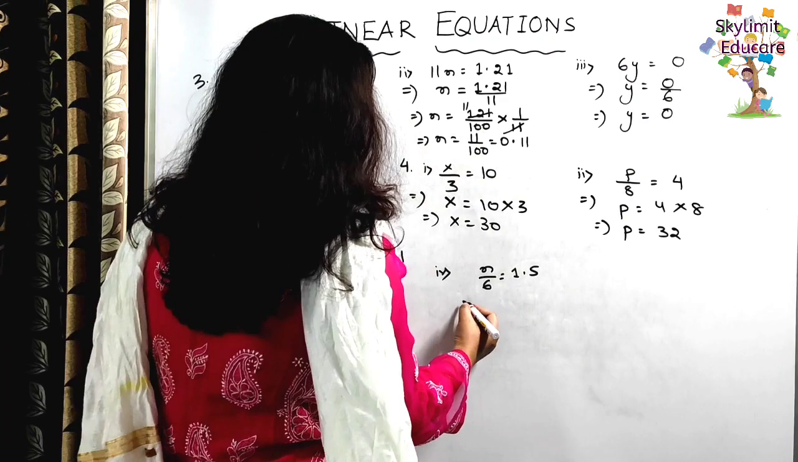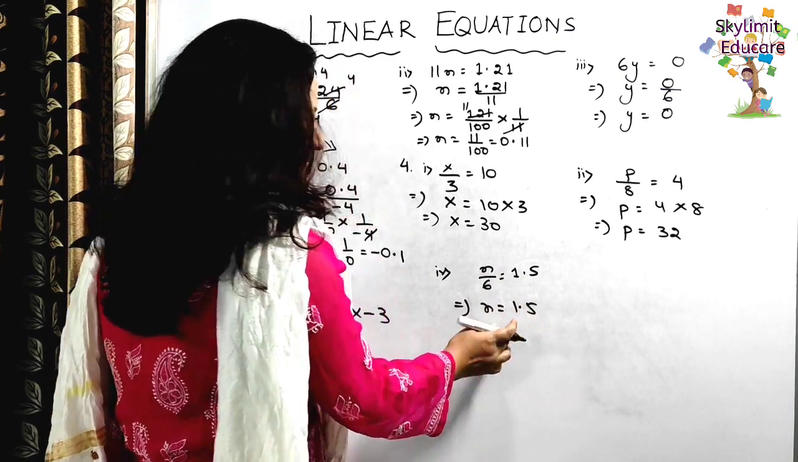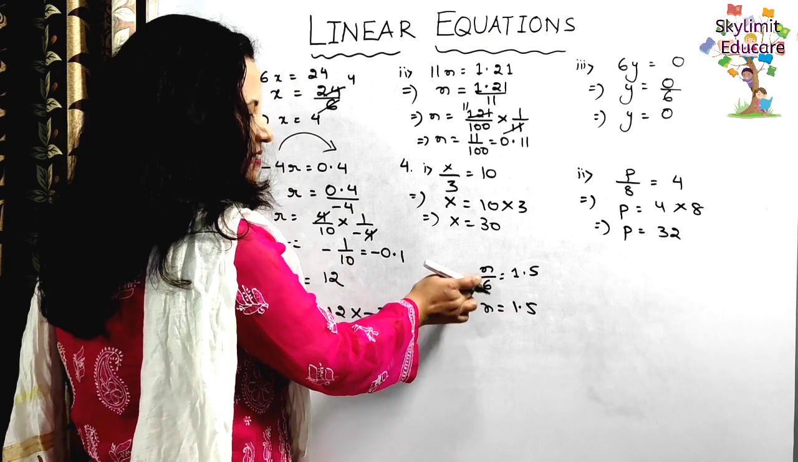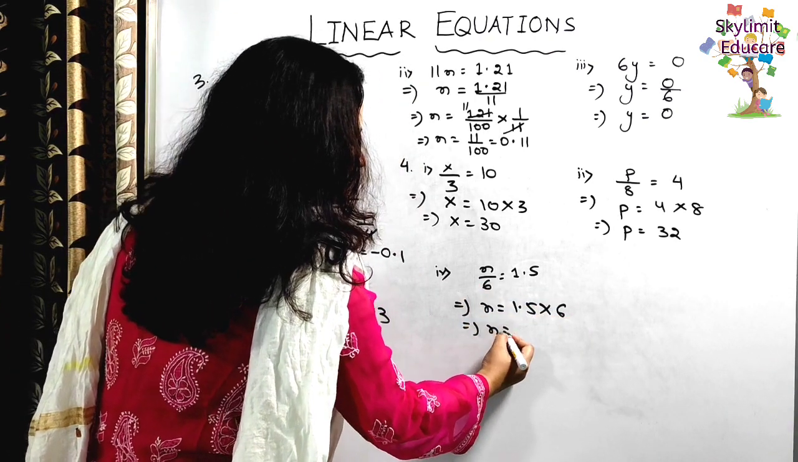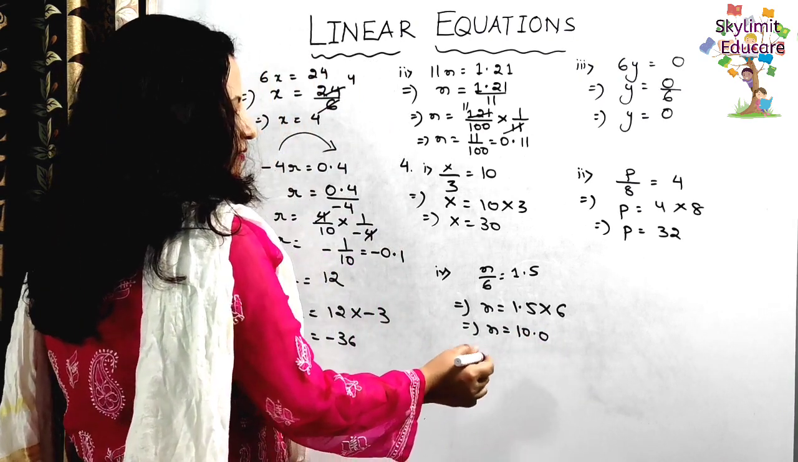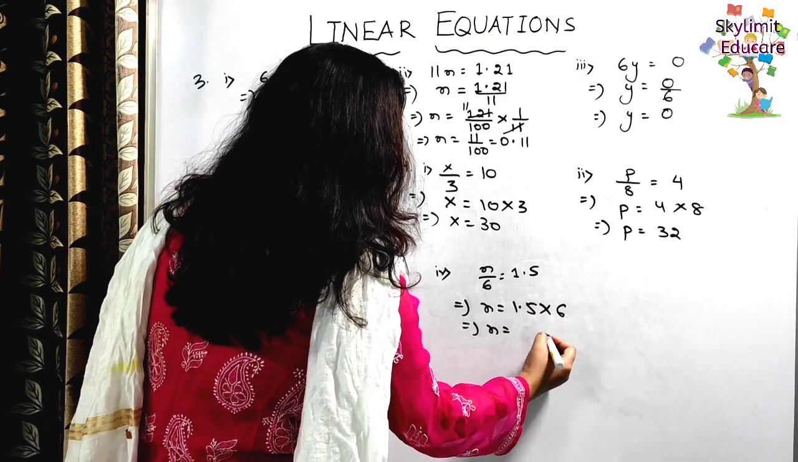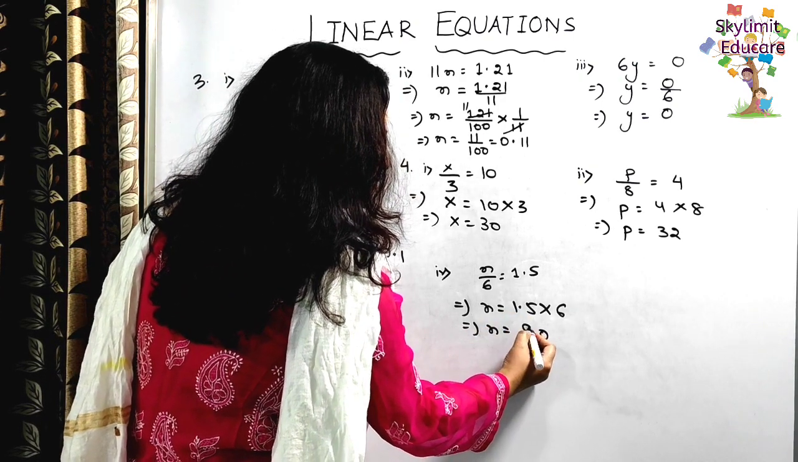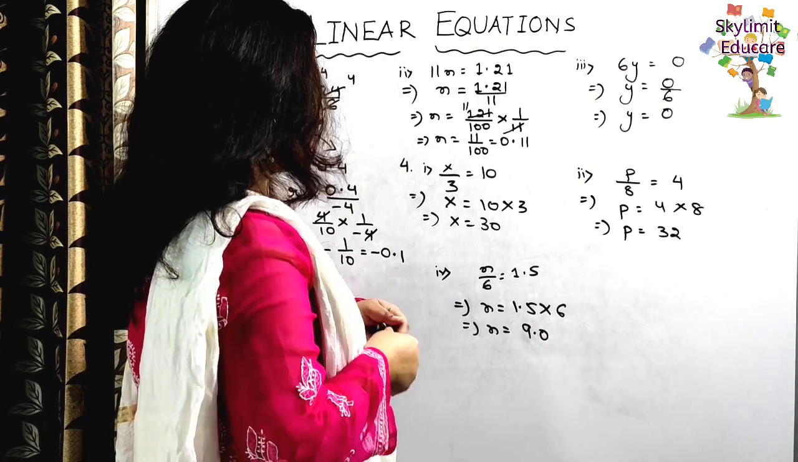Okay. Now in this case also n by 6 is equal to 1.5 is there already on the right hand side. So 6 is divided here. So it goes to the right hand side. It will be multiplied. So we got here 10.0. Yes. Sorry. So we got here 9.0. Okay. That's the answer.